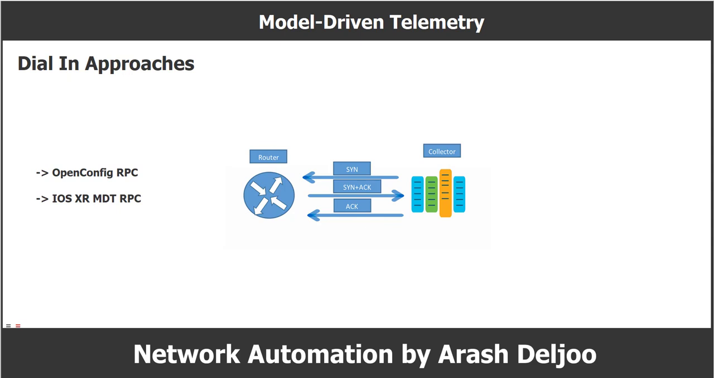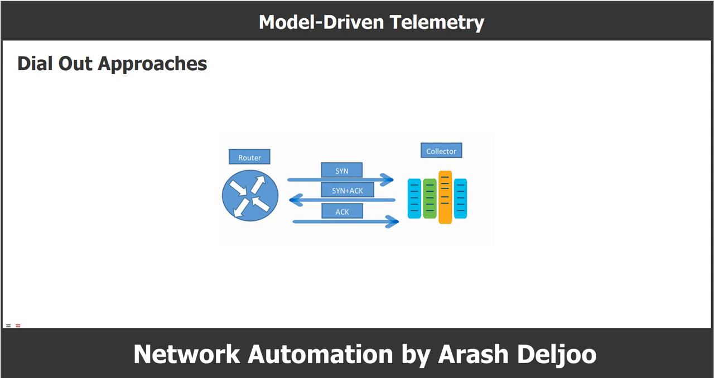Here are two examples of methods to request sensor paths in a dynamic subscription. For example, OpenConfig RPC and also IOS XR MDT RPC. First, about the OpenConfig RPC, the subscribe RPC command is used to specify sensor path and frequency. A subsequent cancel RPC command is used to remove the existing dynamic subscription. About the IOS XR MDT RPC, with IOS XR, RPCs are used to subscribe or cancel configured subscriptions. The sensor path and frequency are part of the telemetry configuration.